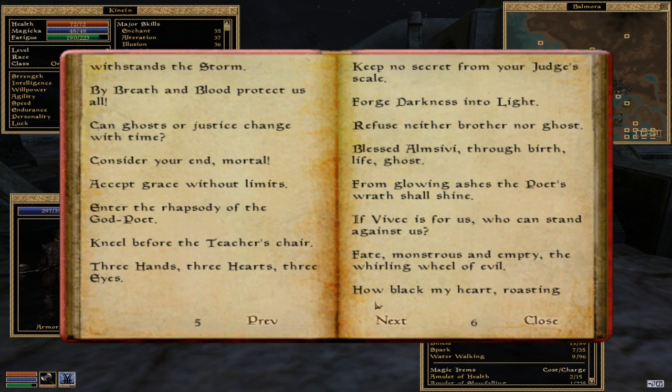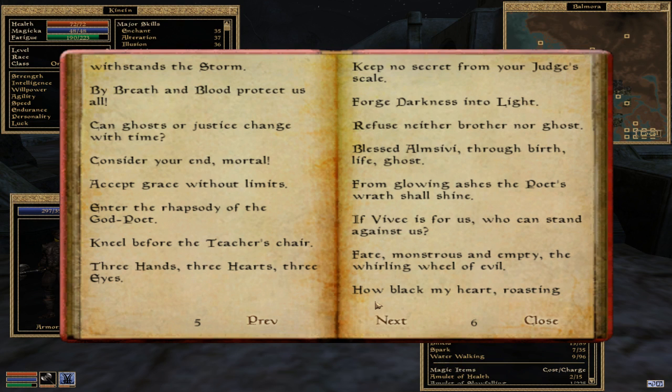Can ghost and justice change with time? Consider your end, mortal. Accept grace without limits. Enter the rhapsody of the ghost poet. Kneel before the teacher's chair. 3 hands, 3 hearts, 3 eyes. Keep no secret from your judge's scale. Forge darkness into light. Refuse neither brother nor ghost. Blessed Almsivi through birth, life, ghost.